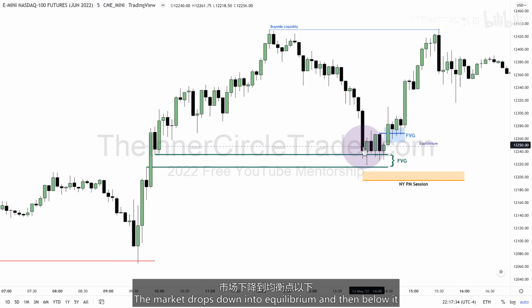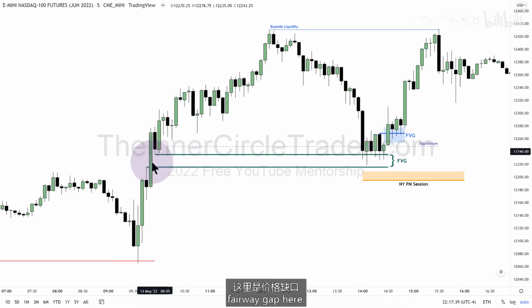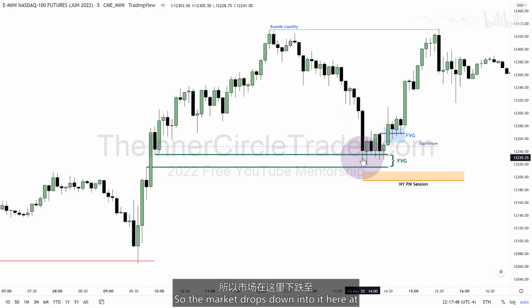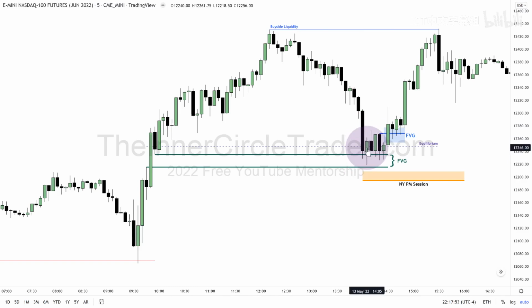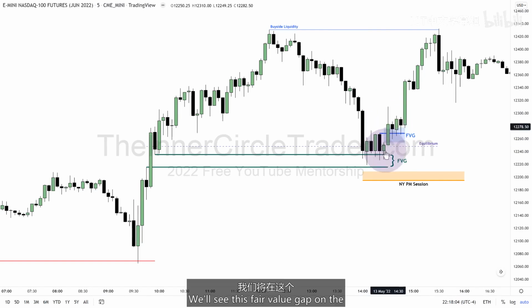The market drops down into equilibrium and then below it into the fair value gap here. This candle's high, this candle's low. That's your imbalance. Fair value gap is here. So the market drops down into it here at 2 o'clock in the afternoon, 2:05, 2:15, 2:20, 2:25, and then displacement. Okay, we'll see this fair value gap on the lower time frames.